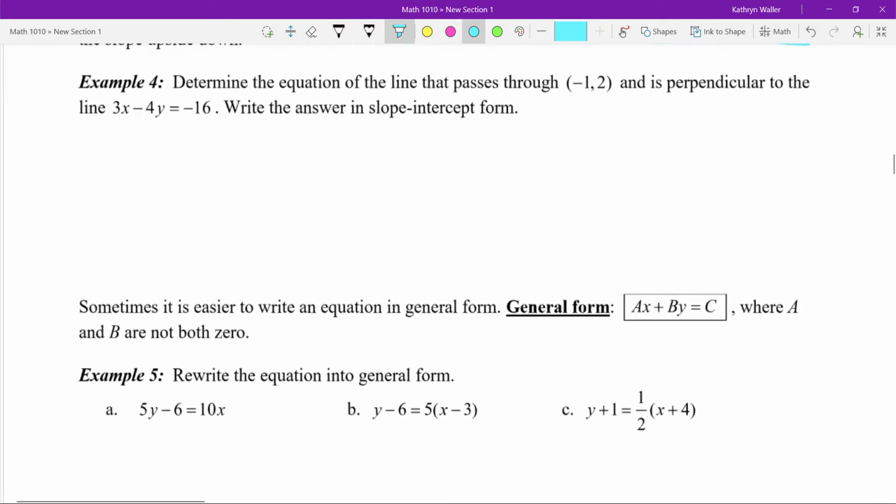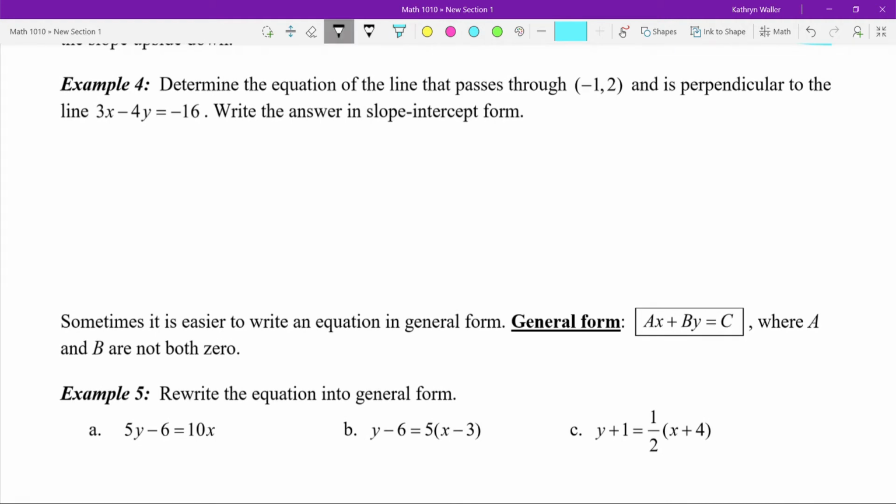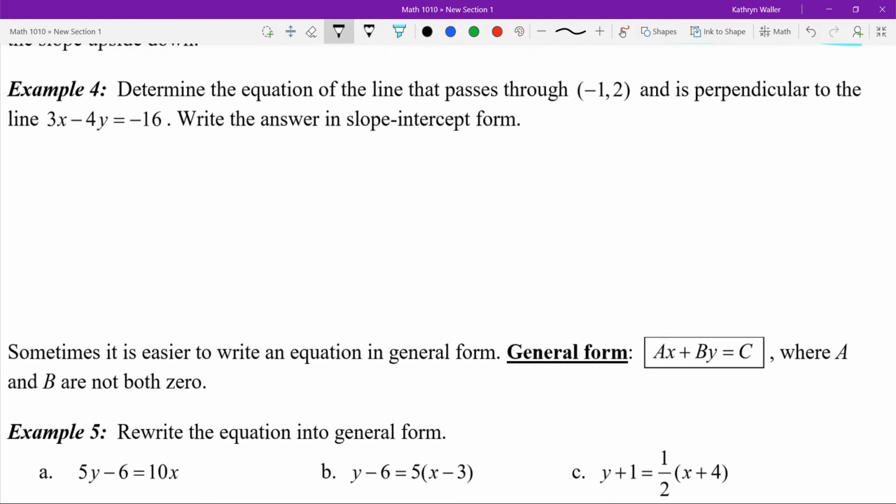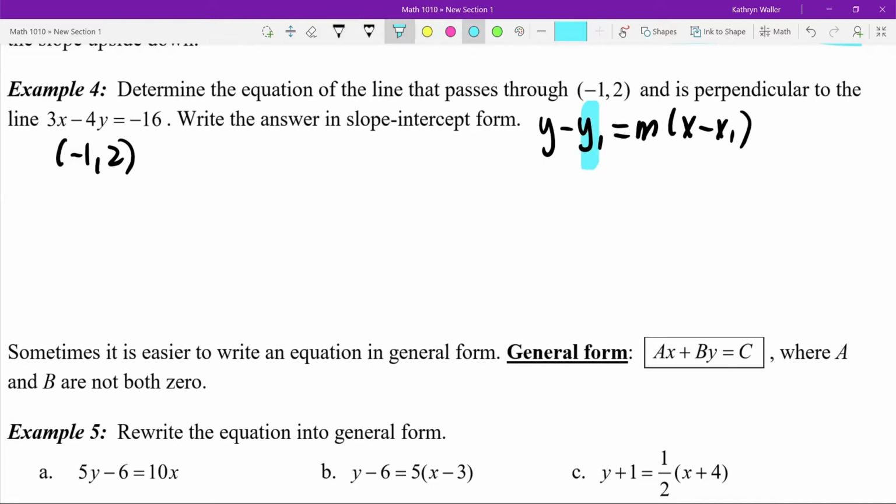Okay, here's question 4. Determine the equation of the line that passes through that point and is perpendicular to that point. You guys, this is going to feel like déjà vu for a second. Okay, look right here. Write down the point, -1, 2. Then write down the equation, y minus y sub 1 equals m times x minus x sub 1. Then highlight the y sub 1, the m, and the x sub 1. So I know the x sub 1, and I know the y sub 1.